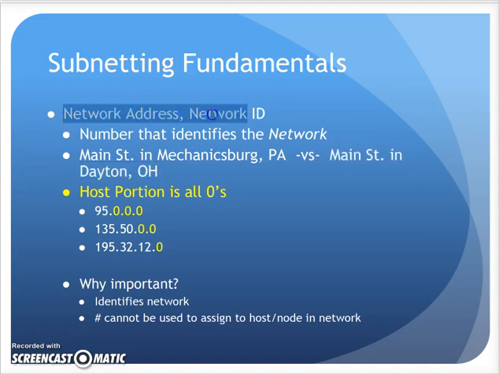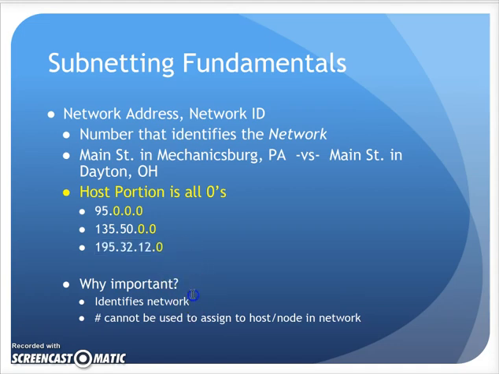The network number or network address is identifying the network in the world. And to do that, the host portion of the address gets set to all zeros to identify the network. So 95.0.0.0 is identifying the 95.0.0.0 network, and nodes like 95.32.12.16 belong to the 95.0.0.0 network. If it's a Class B, I'd have a 135.50.0.0 network. Class C, 195.32.12.0 network.